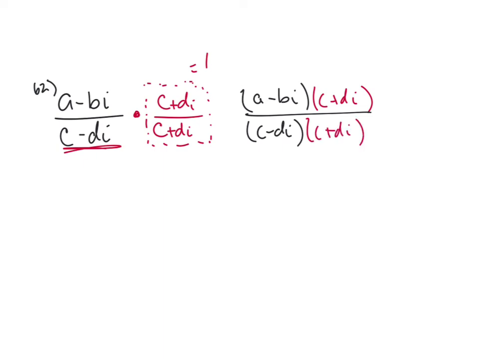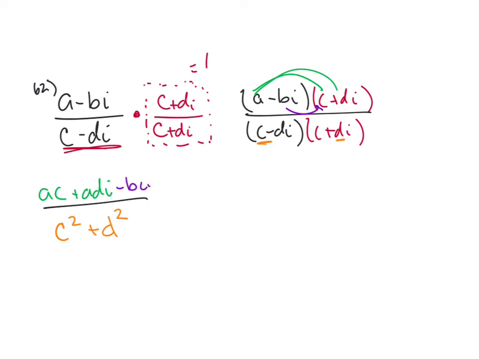So I already know the bottom is going to be really easy. I'm going to take C, I'm going to square it. I'm going to take D, I'm going to square it, and I'm going to add them together. Now the top's going to be a little more difficult. So look, A goes to C, so that's AC. A goes to DI, that's ADI. Now negative BI goes to C, so that's minus BCI. And negative BI goes to D, so that's minus BDI squared. And then we had to remember that I squared makes the whole thing positive, so it's plus BD.